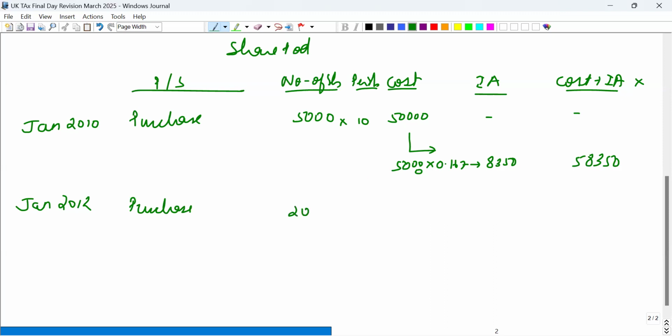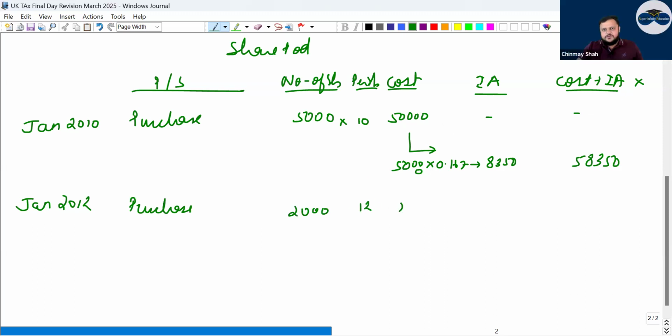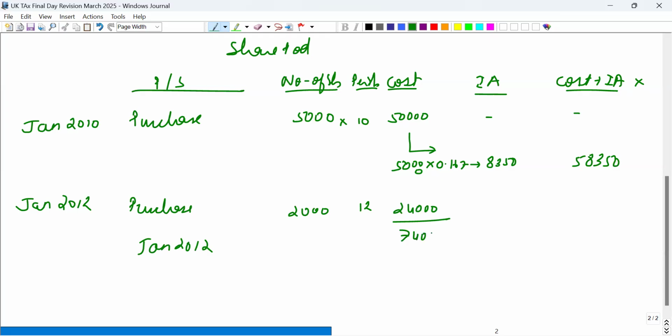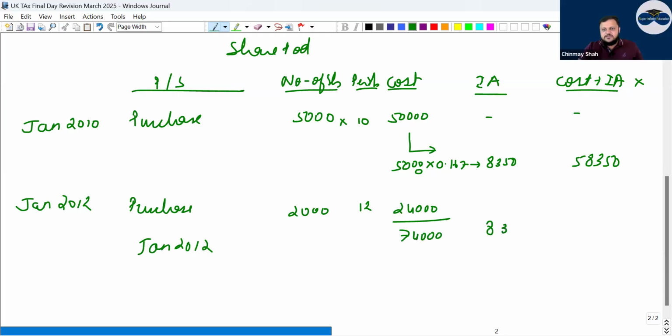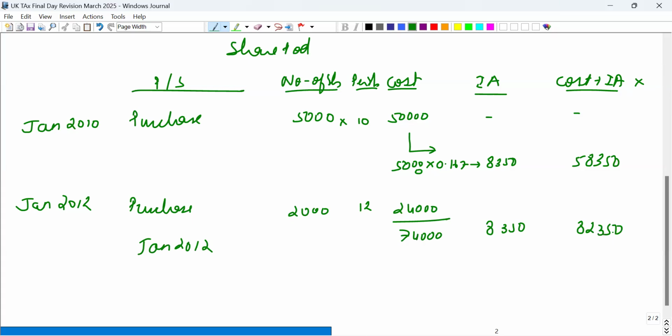Purchase of 2,000 shares at 12 pounds, so 24,000 pounds, correct? So now have a look. Your cost up to Jan 2012 is how much? 24,000 added to the earlier 50,000 is 74,000. Indexation allowance is 8,350, and cost with indexation allowance is 82,350, correct?